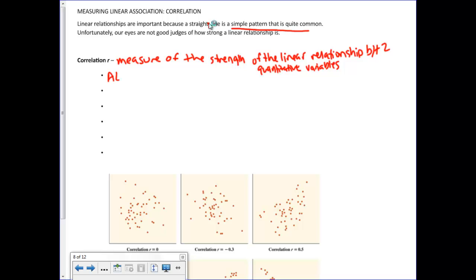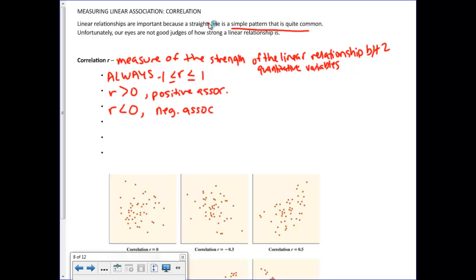Correlation is always a number less than or equal to positive 1 and greater than or equal to negative 1. R is between negative 1 and 1. If R is positive, it's a positive association. If R is less than 0, it's a negative association. If it's near 0, that means it's very weak.